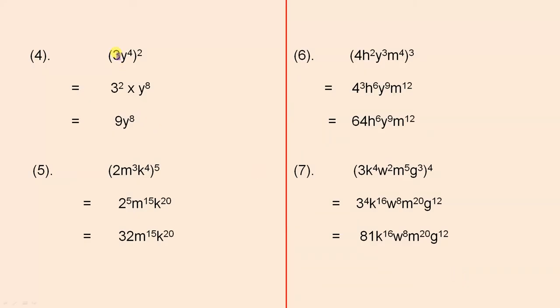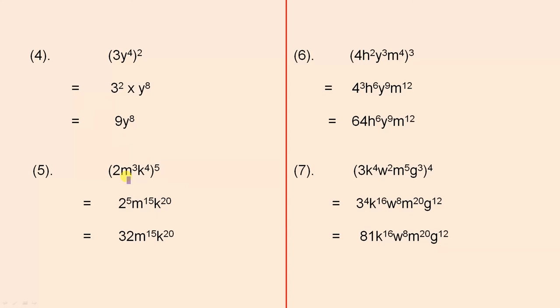We can also have a leading term expressed in the form of a number or a numeral. There it is there. If that's 3 to the power of 1, that gives us 3 squared because 2 1s are 2. So that's 3 squared times y to the power of 8 because 2 4s are 8. Now 3 squared is 9, so that's 9y to the power of 8.